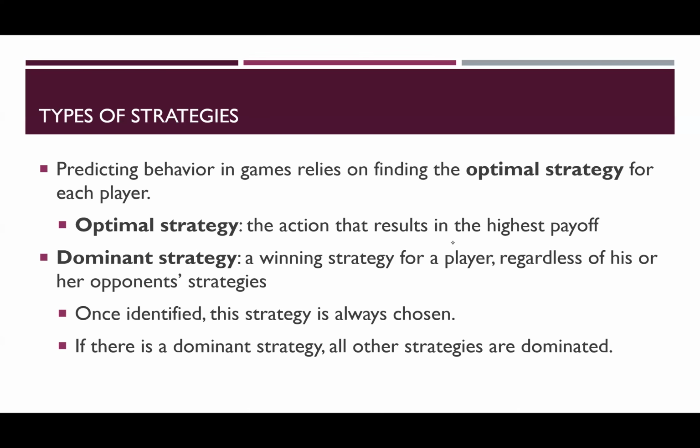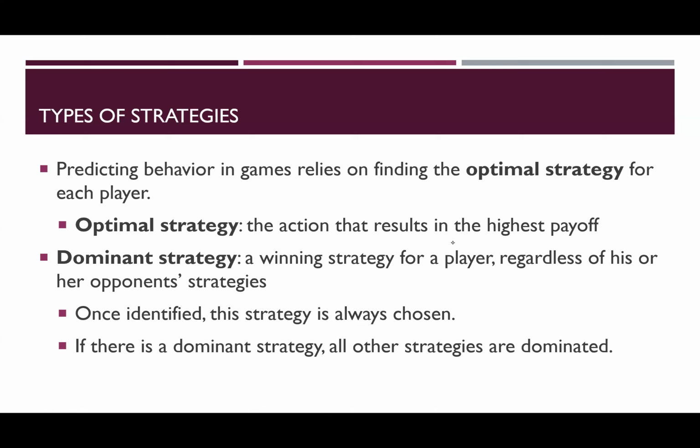Within games, there are different types of strategies that players will adopt. In order for us to predict the outcome of the game, we have to identify the optimal strategy that each player is going to take, if we can. We can't always identify what that optimal strategy is. In those cases, there's usually no Nash equilibrium, which we'll get to in a second. But the optimal strategy is always going to be the action that results in the highest payoff. And usually it's one for one with the dominant strategy, but not always.